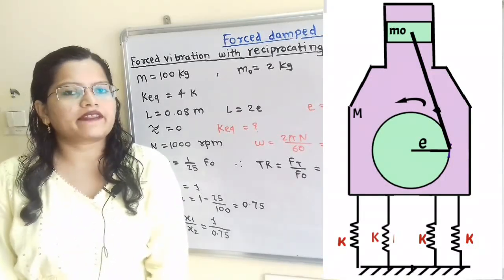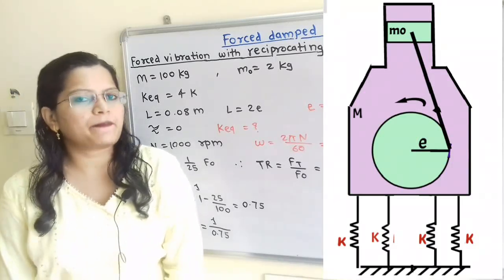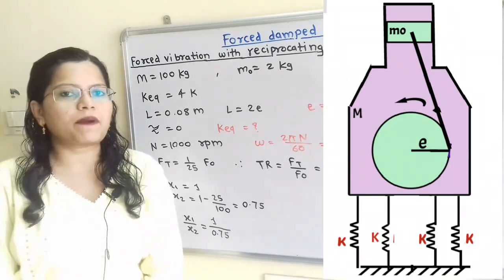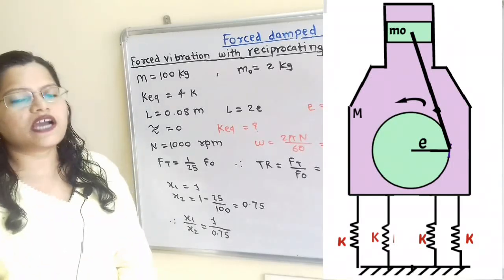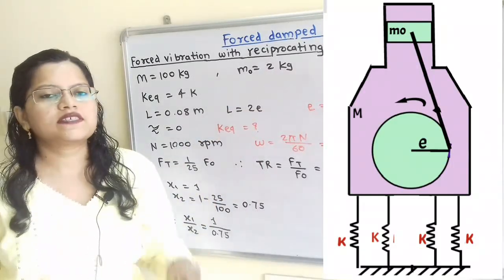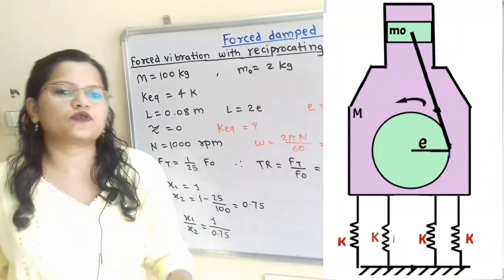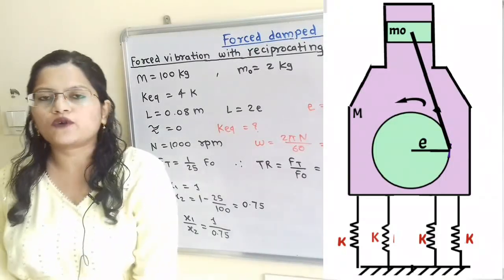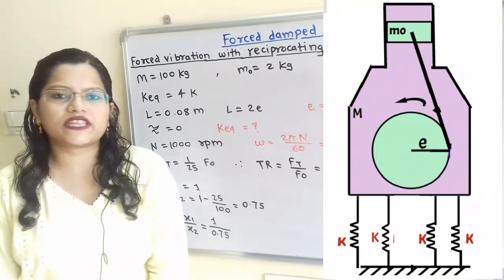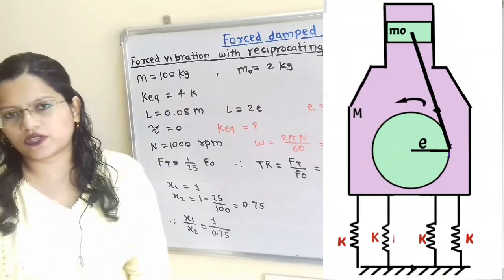Let us understand the given data with the help of diagram. Mass of the machine capital M is given 100 kg. Mass of reciprocating parts, that is the reciprocating unbalanced mass small m0 is 2 kg. The system rests on the 4 springs and these 4 springs are parallel to each other. So how to find out the equivalent stiffness? So we have to add the stiffness of all the springs. So we can say that K equivalent is equal to 4K.